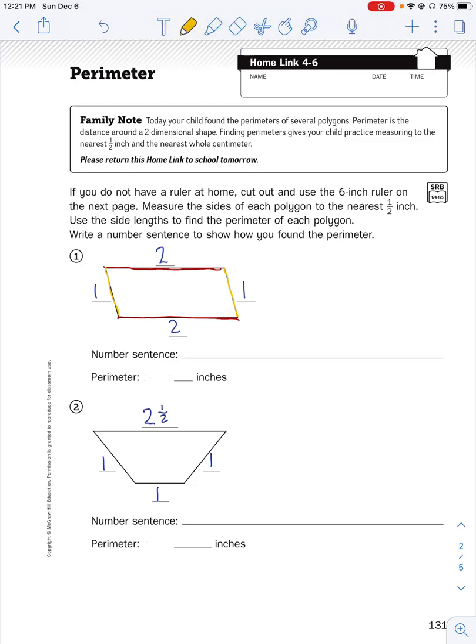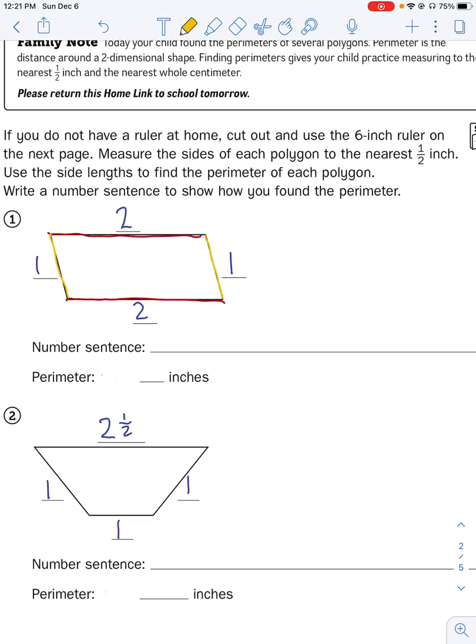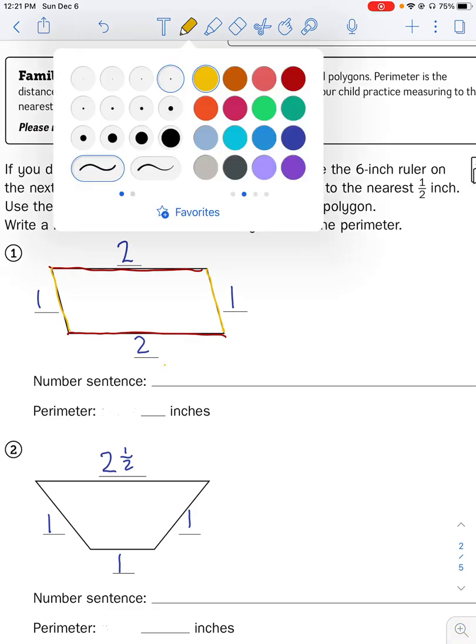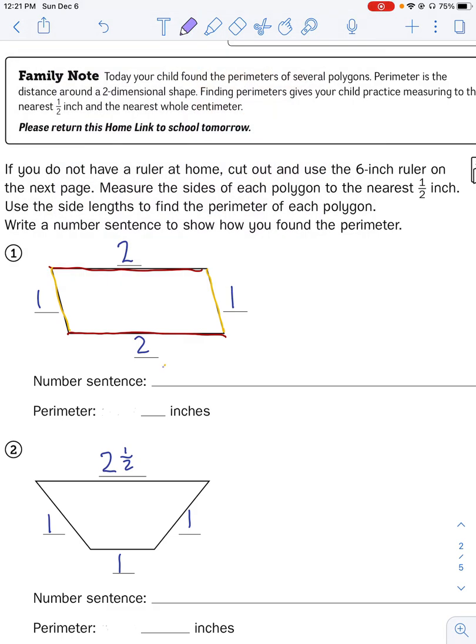So in order to find out what the perimeter is, I have to make a number sentence. All I have to do is add all those 4 numbers up together, and that gives me the answer. Okay, so you just do, here, let me make it a better color so you can see. 2 plus 2 plus 1 plus 1. See, all I did was take these 4 numbers and add them together. Okay, pretty simple number sentence.